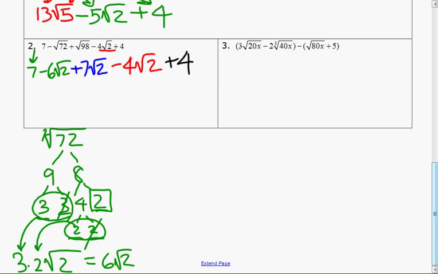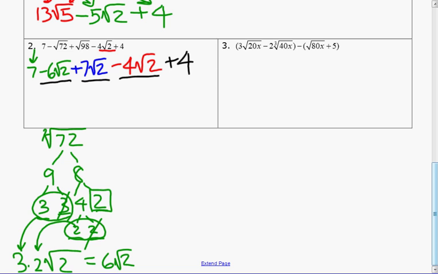Okay, so take a moment, scan it, see how many like terms you have. So, how many did you count? Well, I counted 3. So there's this negative 6 square root of 2, this positive 7 square root of 2, and this negative 4 square root of 2. These are like terms, so remember they're all square roots, so they have the same index, and underneath the radical, it's all 2. So they are like terms, so we can combine them.